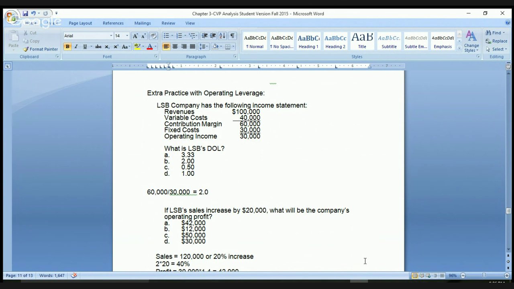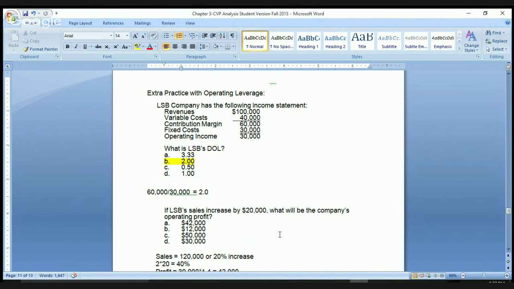And what is LSB's DOL? And so how do I figure that? I take the contribution margin of 60,000 divided by the operating income of 30,000, and I get 2.0. So the answer is B, 2.0.